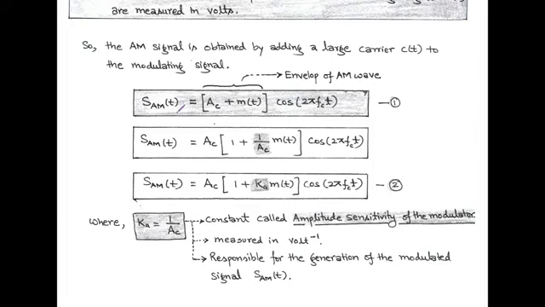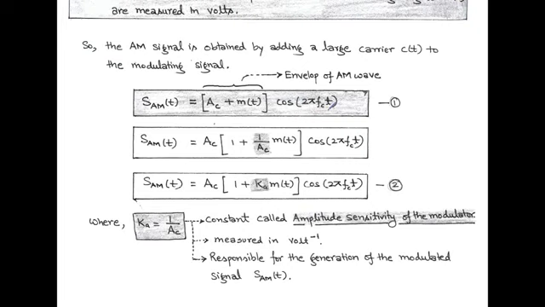Here the term within the bracket is A_c + m(t), and this is called the envelope of the AM wave. So this first equation is called the amplitude modulated signal, that is called standard AM, and this is a high frequency signal having a carrier frequency f_c.